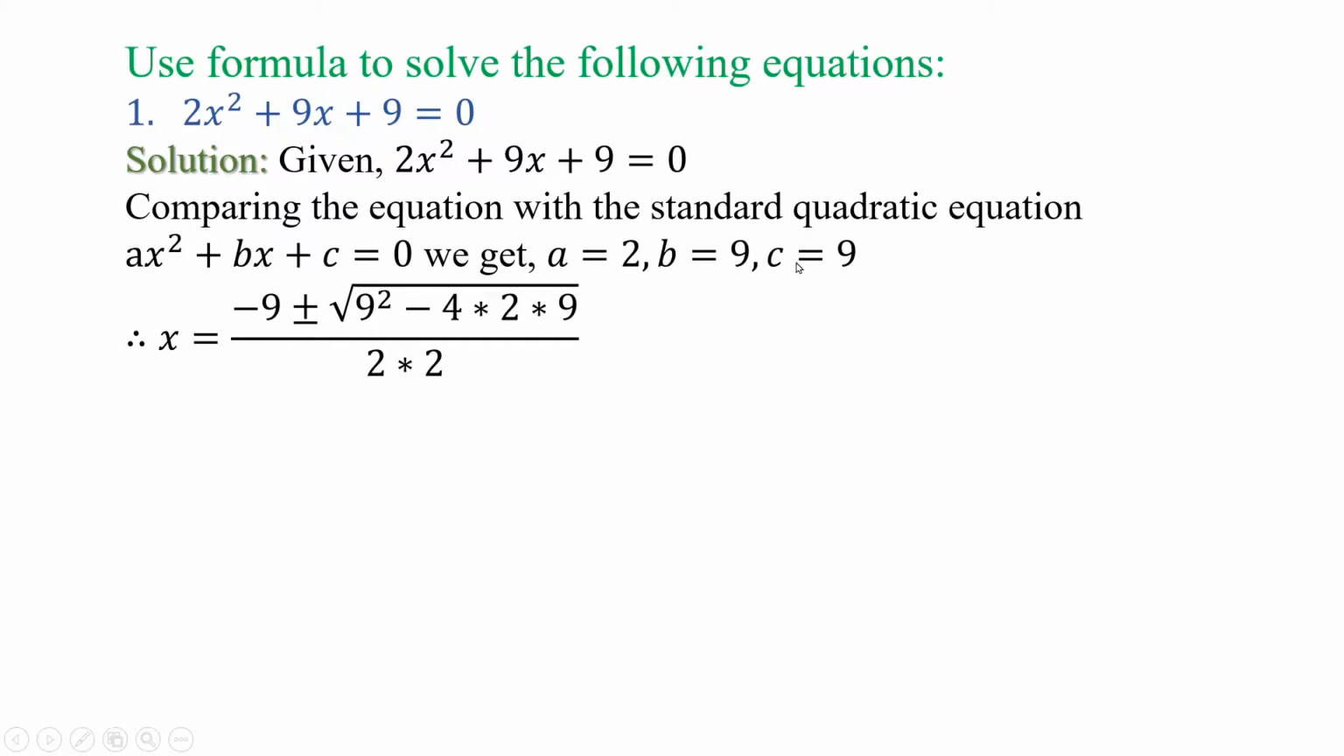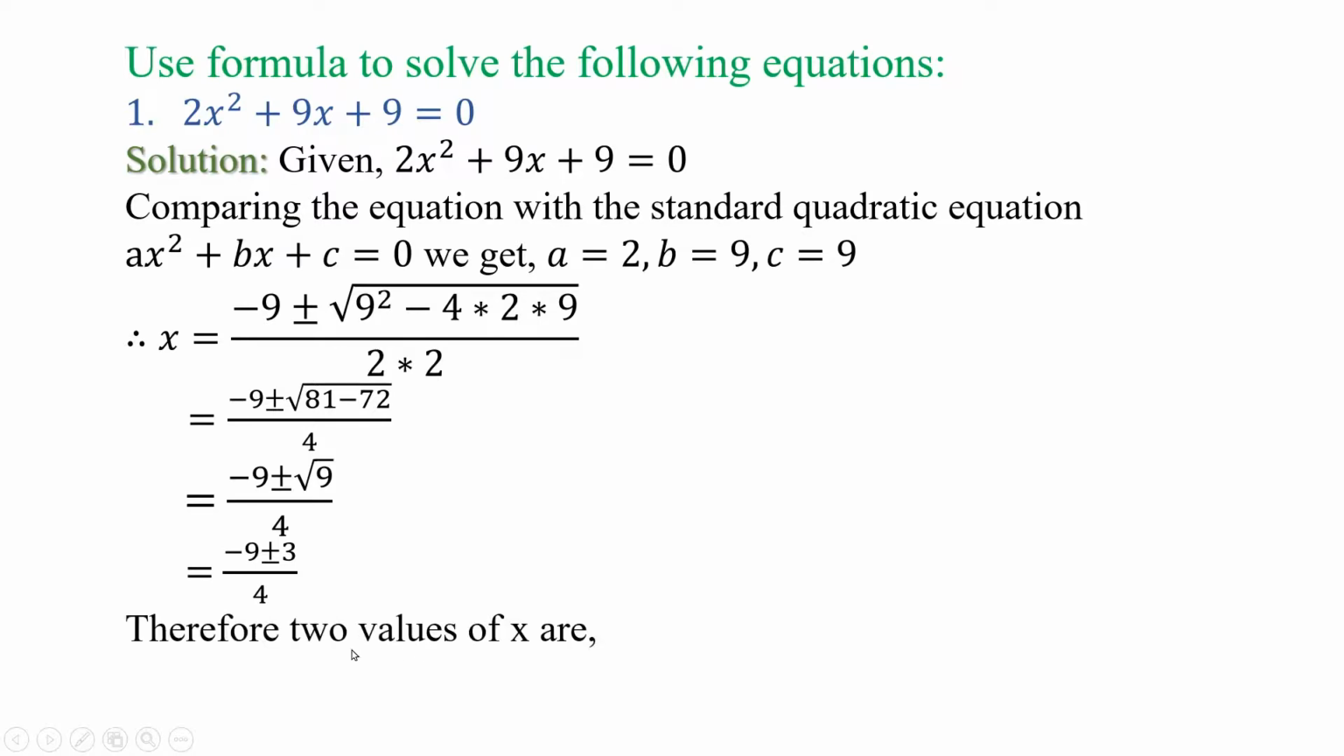putting the values of a, b, c, we get this, and calculating we get this. Now, the two values of x are, first one x1 is equal to minus 9 plus 3 divided by 4, then you get minus 3 by 2, and x2 is equal to minus 9 minus 3 divided by 4, then you get minus 3. Clear?